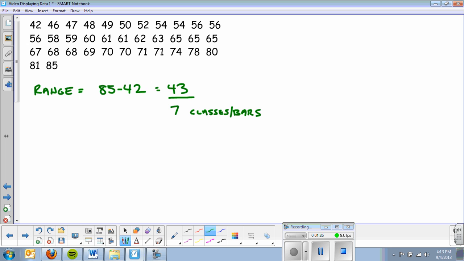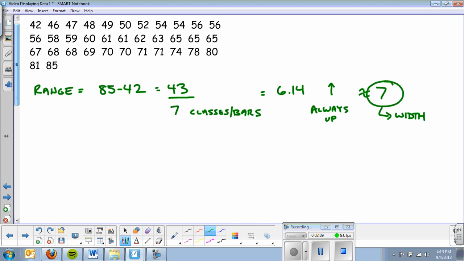If I divide those 2 numbers, I get 6.14. I'm going to always round that number up and get 7. Keep that number in mind. Now it's just a coincidence that that number and the number of classes was the same. That just so happened. So that won't always be. So this is basically the width of each interval.